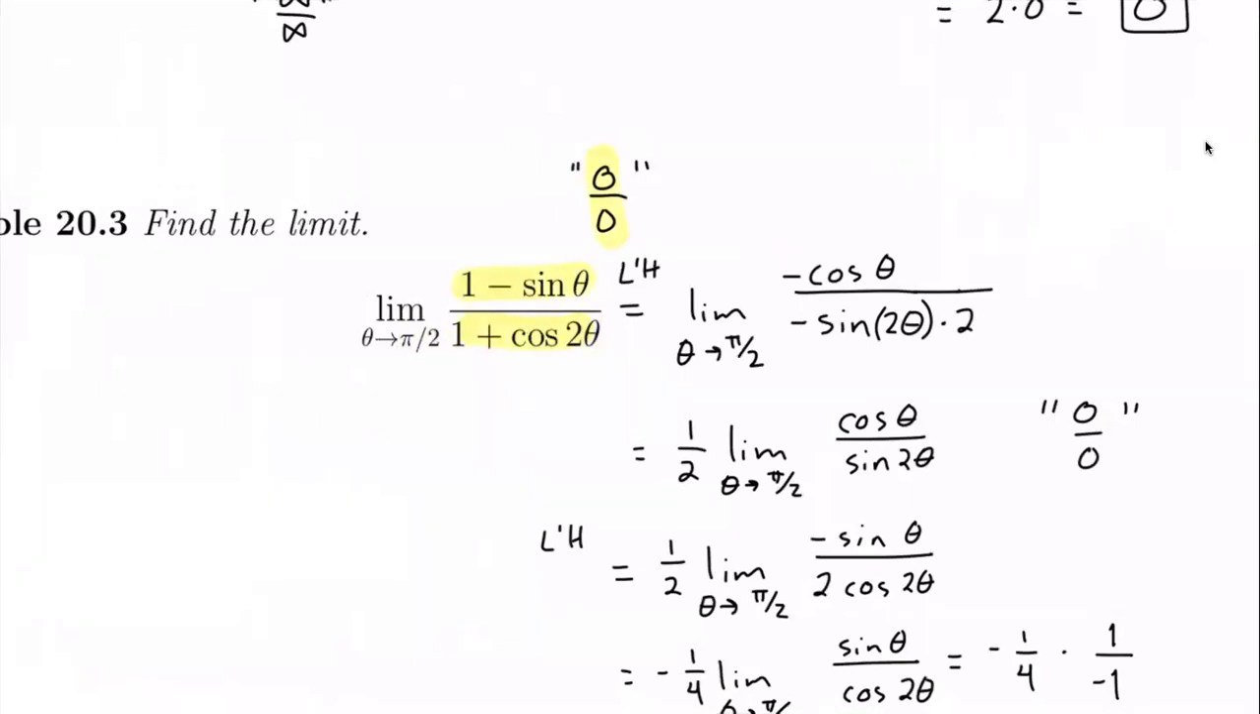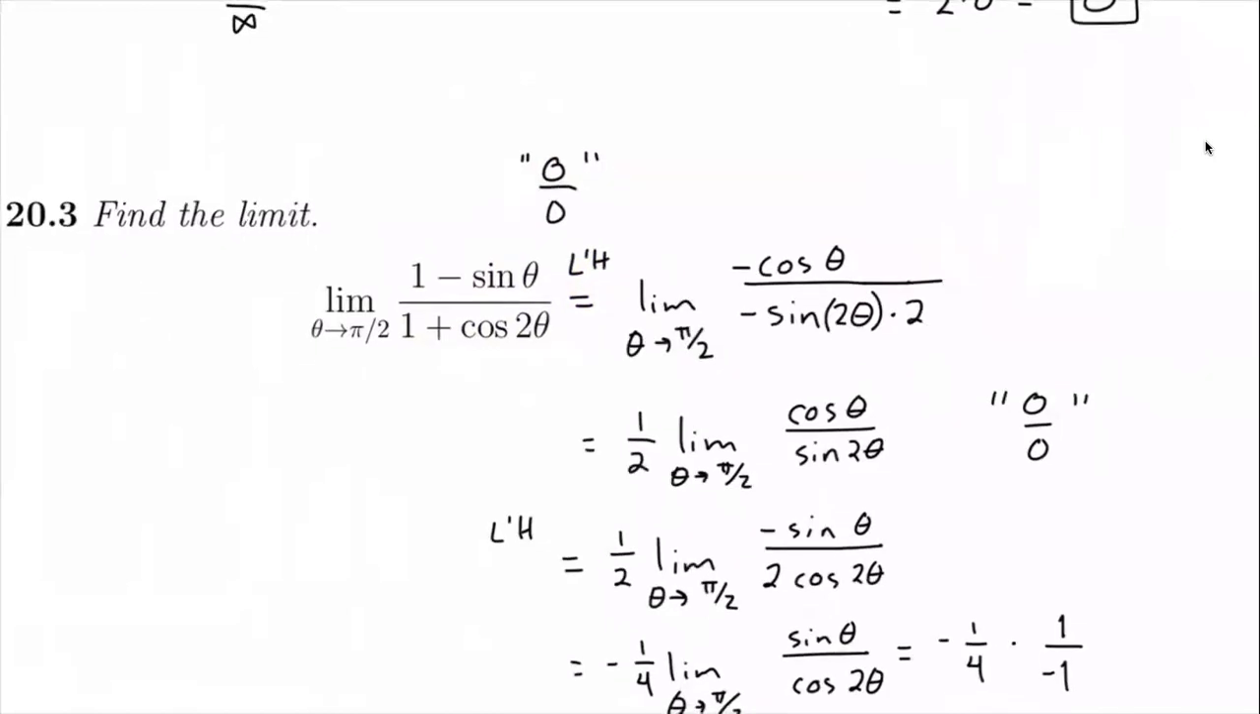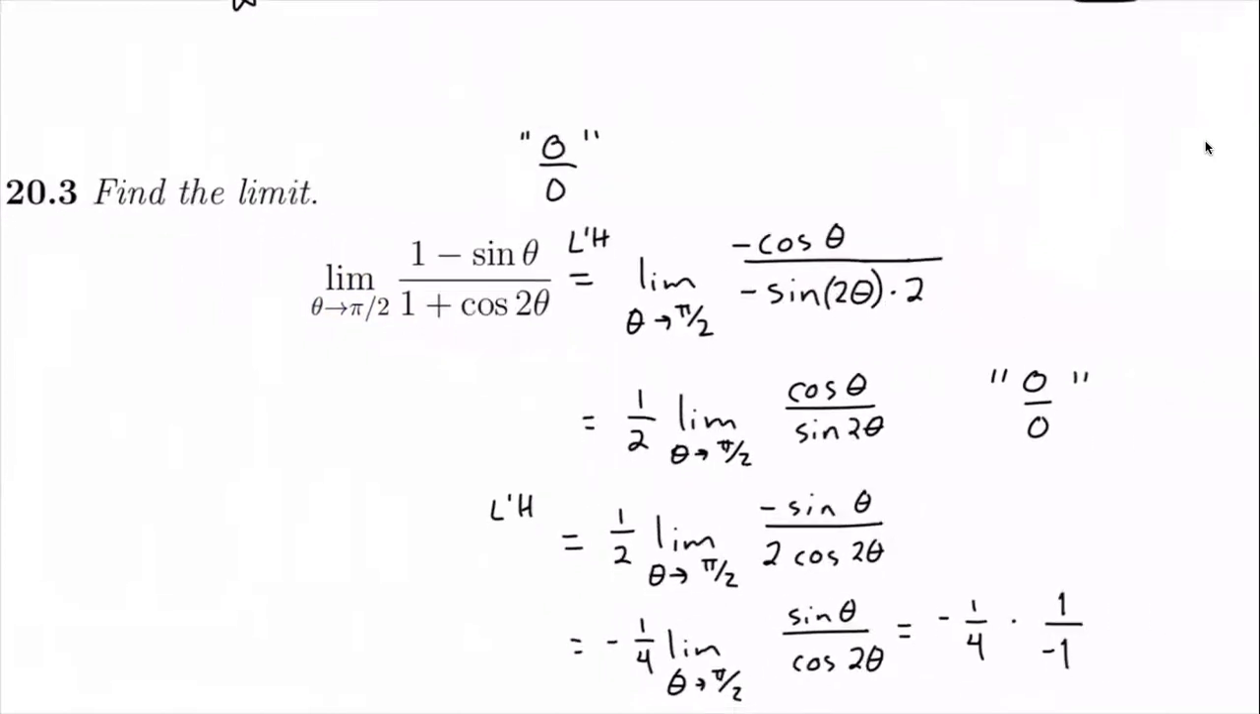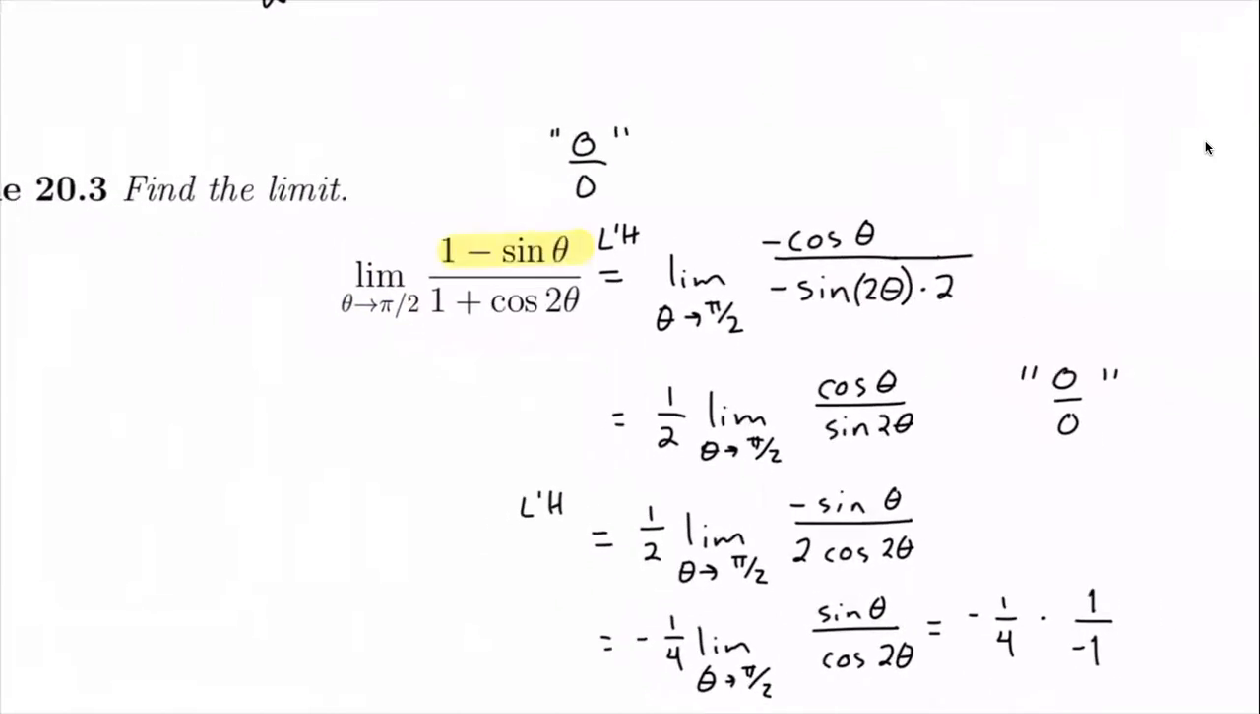That's an indeterminate form. I can use L'Hopital's directly on this. So this limit is equal to the limit as theta approaches pi over 2, same limit information, right? But the function now, I can take the derivative of the numerator. The derivative of 1 minus sine theta is negative cosine theta. The 1 is a 0, and negative sine theta's derivative is negative cosine theta.